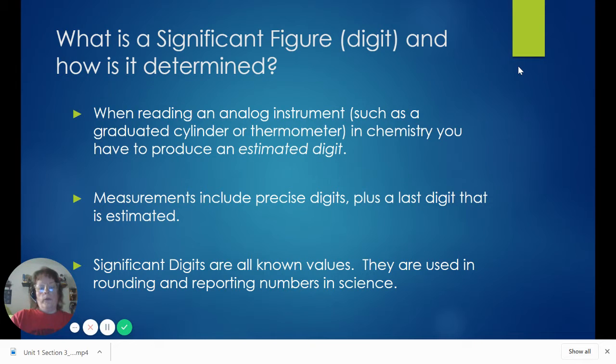So when you're reading an instrument, such as a graduated cylinder or a thermometer in chemistry, you really have to produce an estimated digit, okay, because you're kind of eyeballing it. Measurements include precise digits plus a last digit that is really estimated, especially when you're getting down into those smaller decimal places. But significant digits are all known values, and they are used in rounding and reporting numbers in science.